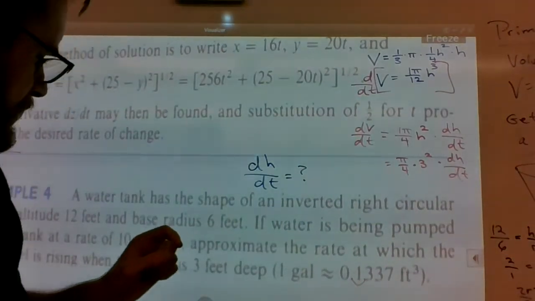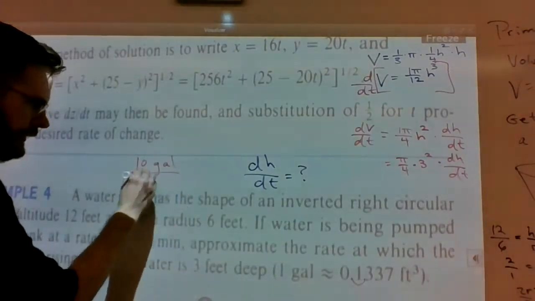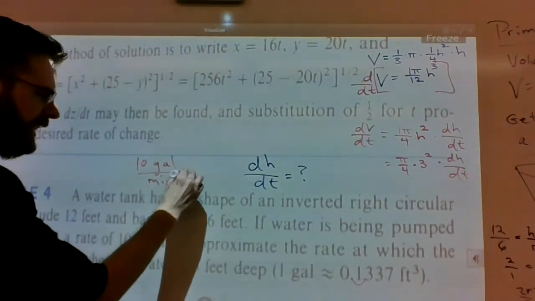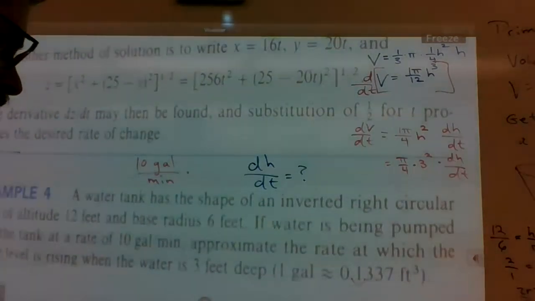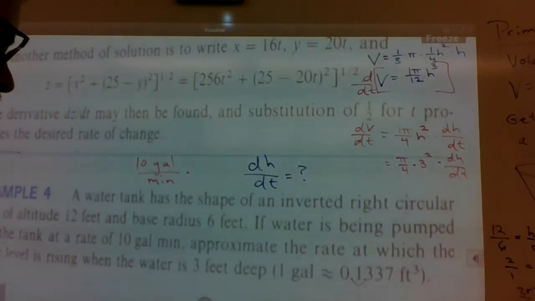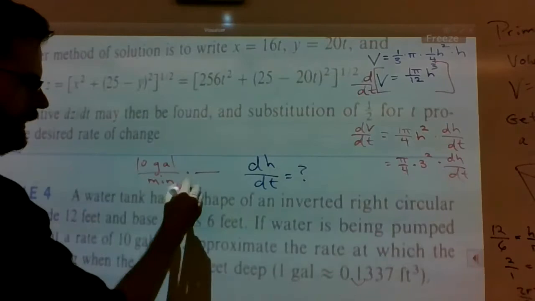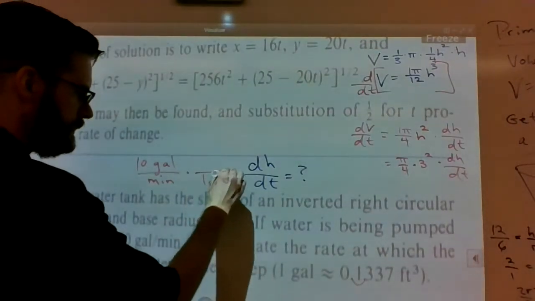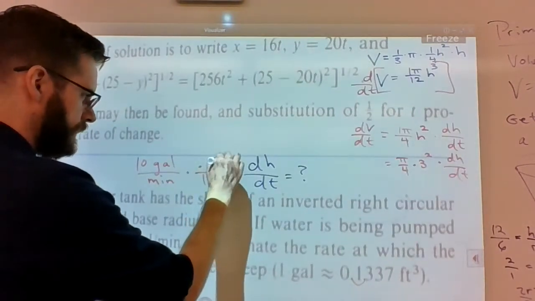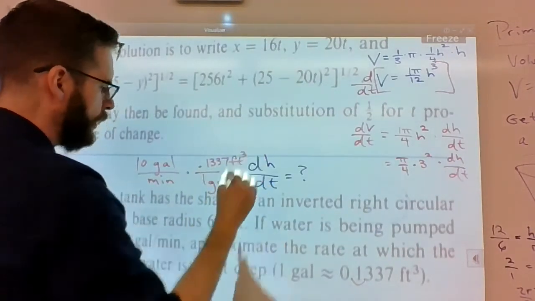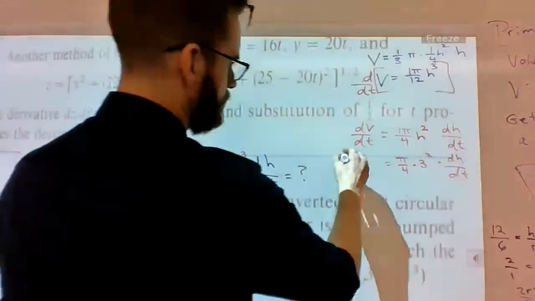Actually, let me think about that. It's 10 gallons of water per minute times 0.1337, okay. So yeah, dV/dt is going to be 1.337.